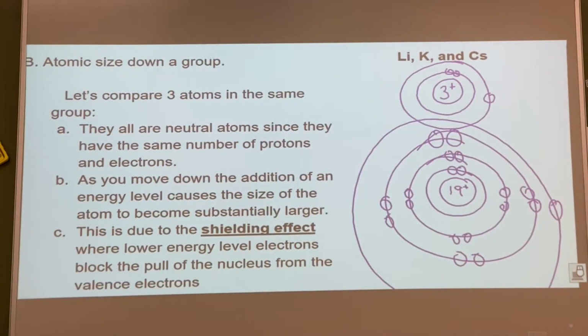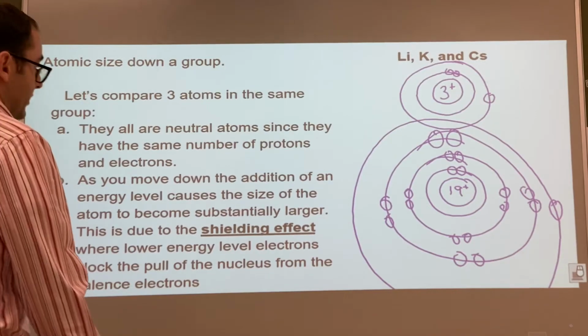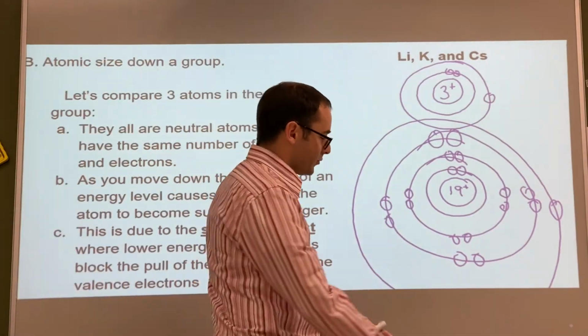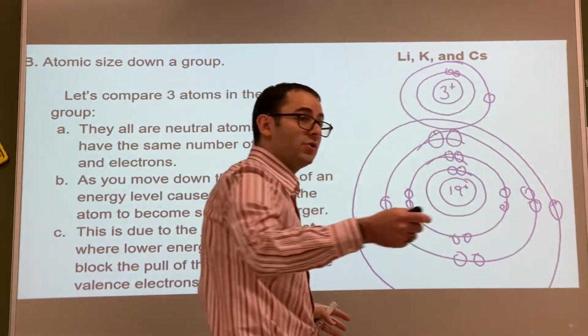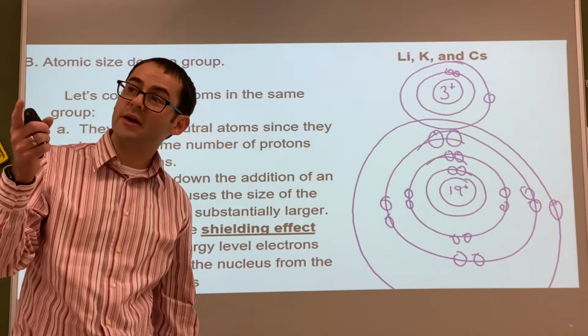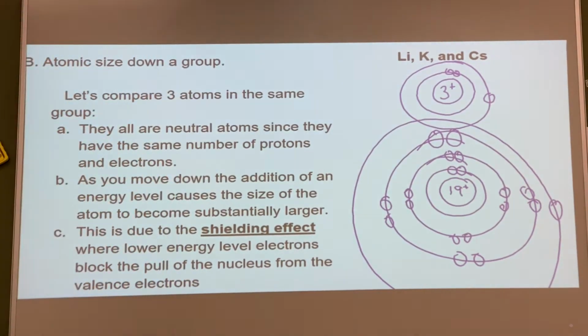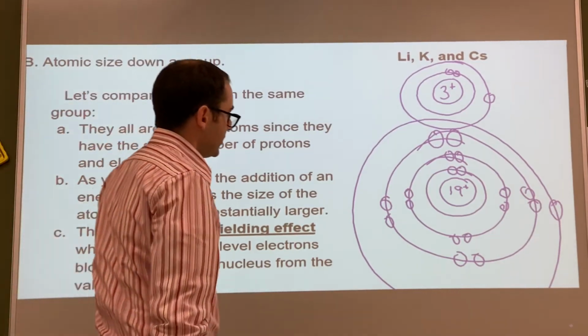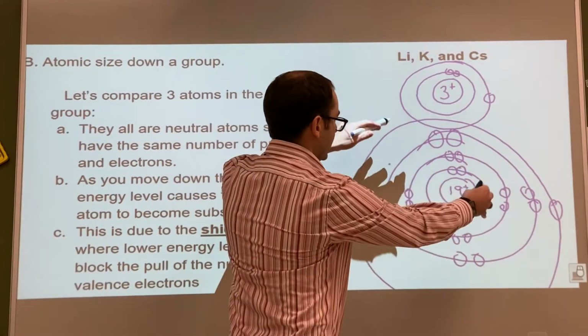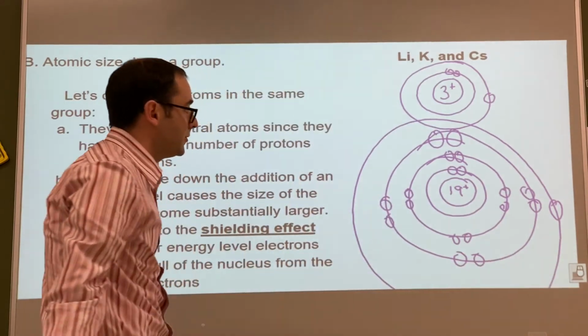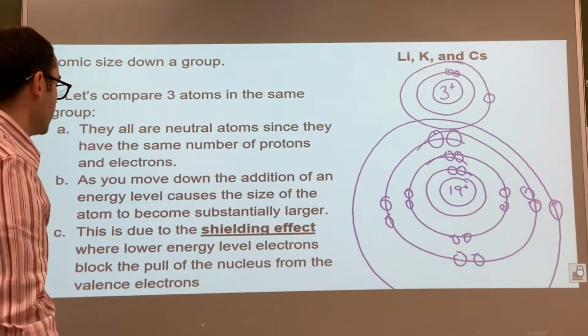So what's the trend as we move down here? It gets a lot bigger, right? So it gets a lot bigger. And if we had the room for cesium, it would be huge, right? Because cesium has 6 shells, all right? This one only had 4. So as you can imagine, each time you add another energy level, it's going to get pretty big.